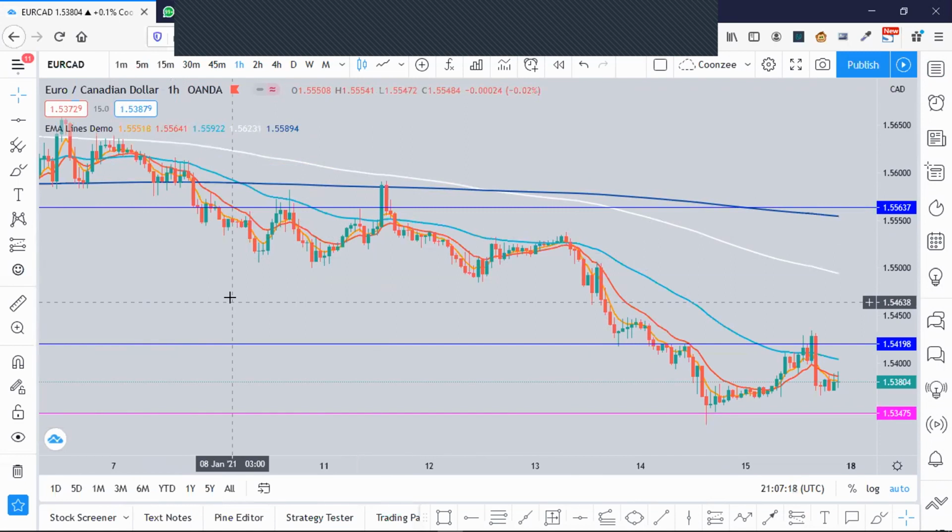I'm going to use this particular pair. But before I drew my lines, this pair has actually been selling for a very long time, and I think a perfect W is forming.